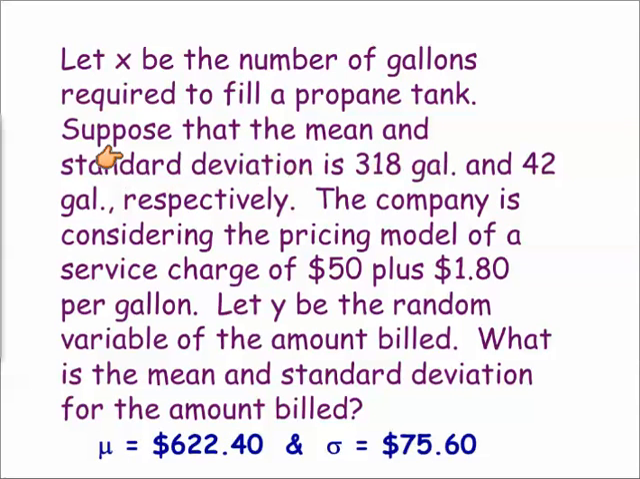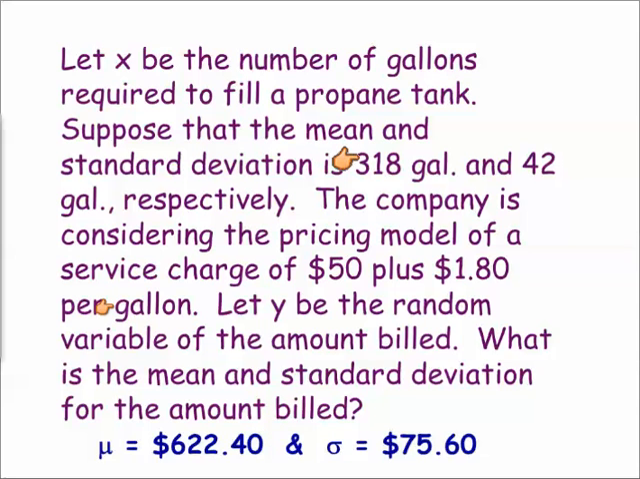Let's look at where we would use something like this. X is the number of gallons required to fill a propane tank. Suppose that the mean and standard deviation are 318 gallons and 42 gallons respectively. The company is considering a pricing model: a service charge of $50 plus $1.80 per gallon. They're going to change their prices by this amount. Y is going to be the random variable of the amount you're billing them. What is the mean and the standard deviation of the amount billed?